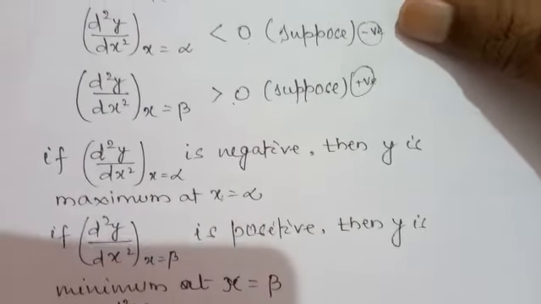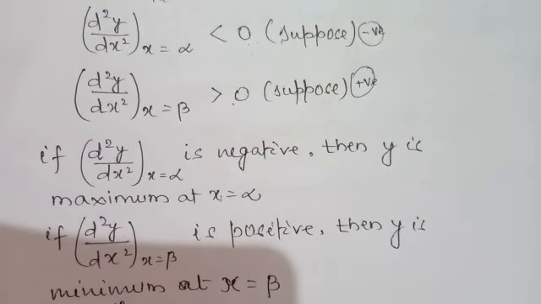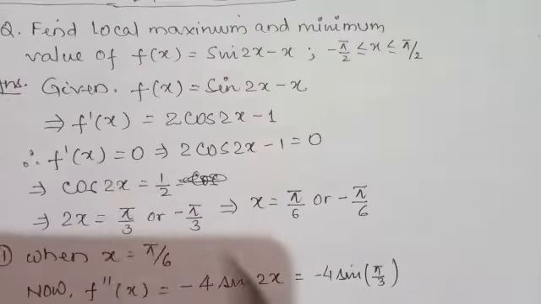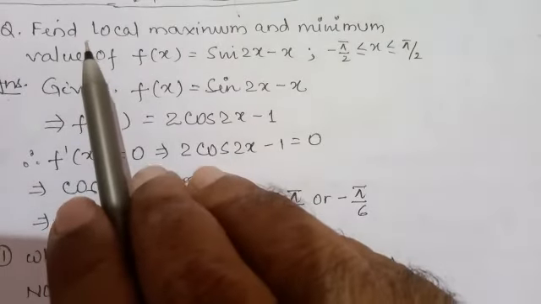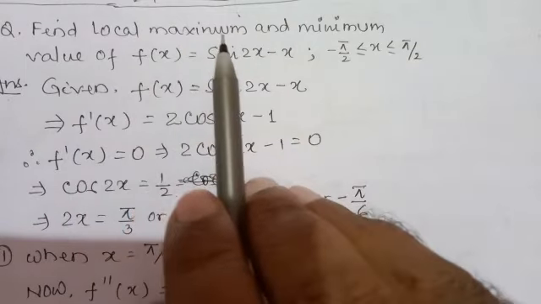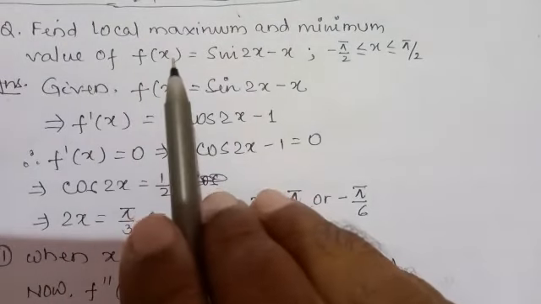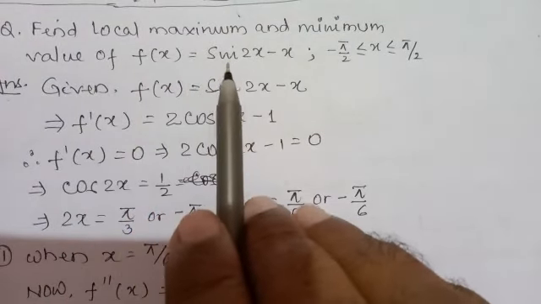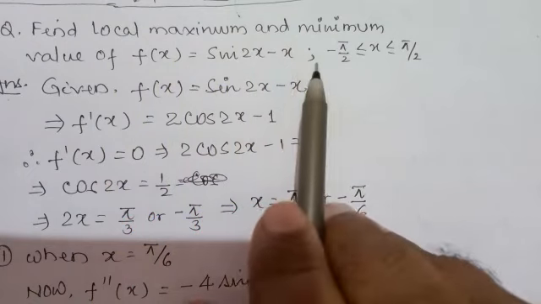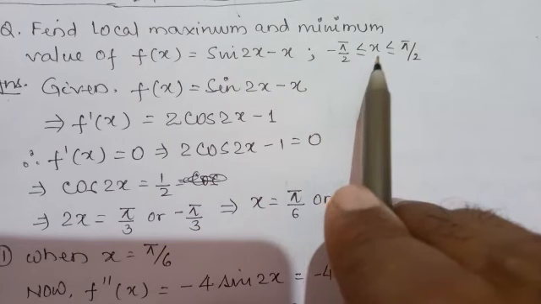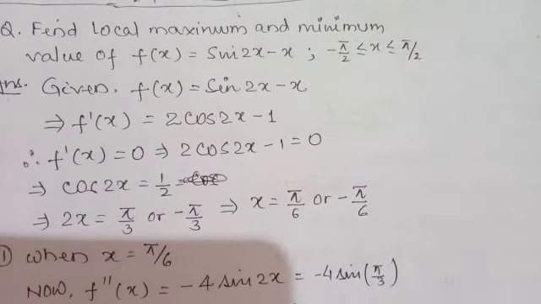Now children, we will see some problems based on the second derivative test. So let us start. See the question: find the local maximum and minimum values of f(x) equal to sin 2x minus x in the interval minus pi by 2 less than or equal to x less than or equal to pi by 2.